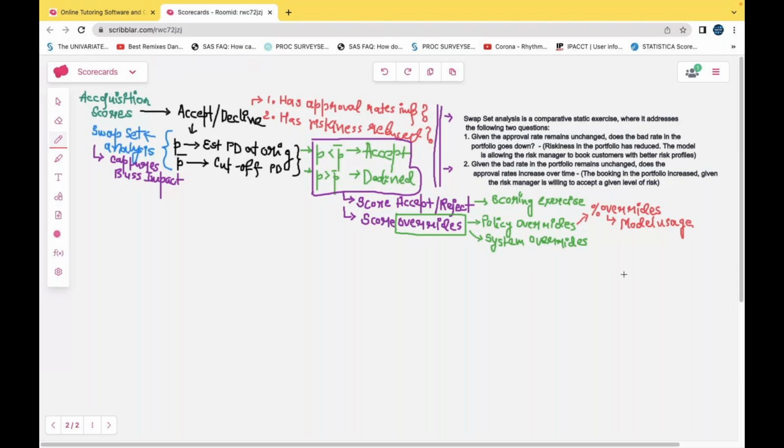Now, it is also very important to understand the distribution between the policy override rate, the system override rate, and the overall override rates. Now, what is the system override? A system override generally happens for a case where, let's say, someone has been score rejected, but one of the columns shows that it's a Premier by Wealth account. So basically, this borrower maintains a huge volume of wealth with the bank, even though his income is zero.